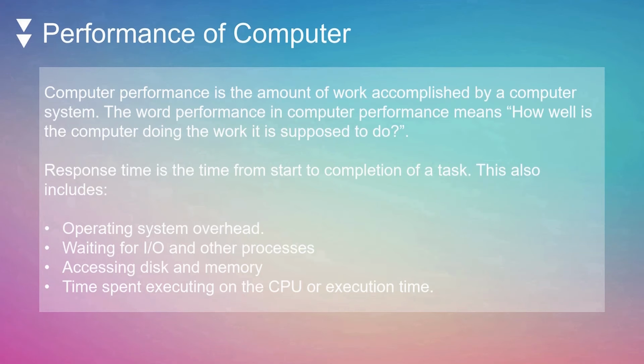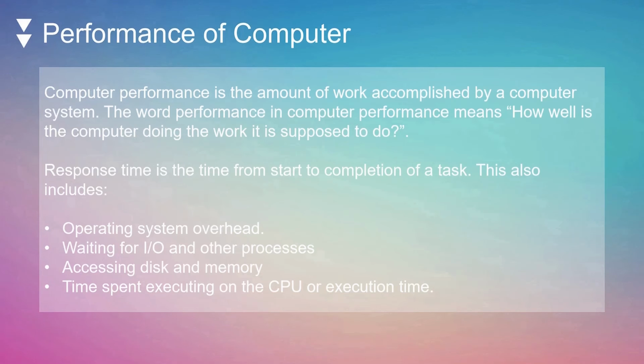Now coming to the next part, the performance of a computer. Computer performance is the amount of work accomplished by a computer system. It basically depends on the response time, throughput, and execution time of a computer system. Response time is the time from start to completion of a task. This also includes operating system overhead, waiting for input output and other processes, accessing disk and memory, and time spent executing on the CPU, or execution time.